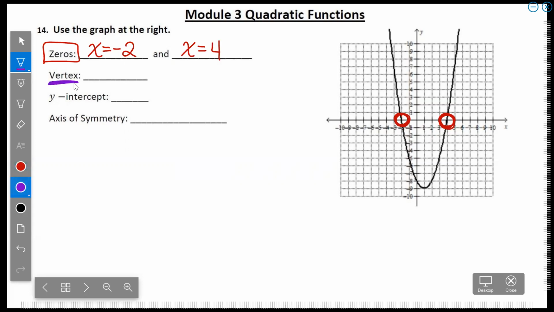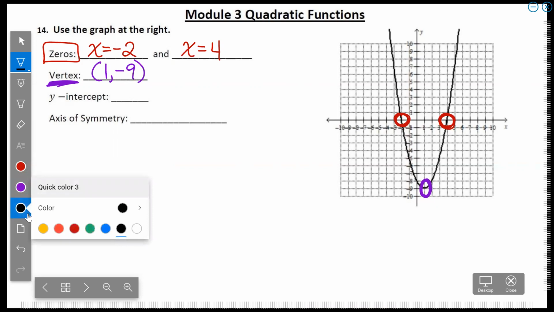My vertex, this is either going to be the very lowest point, like the bottom of the valley, or the very highest point. It's either a minimum or a maximum. Do you guys see either a minimum or a maximum? Which one is it, minimum or max? Minimum. This guy right down here. What would be the ordered pair to describe that point? 1 and, you said 1, 9? 1 and -9, yes. 1, -9.